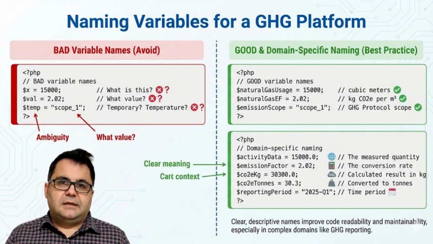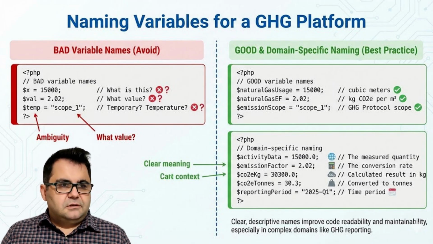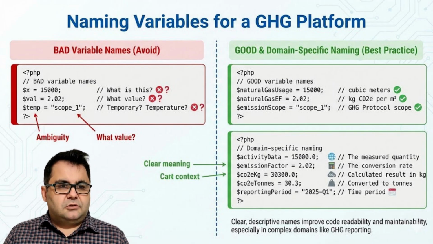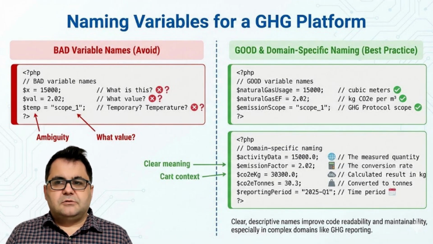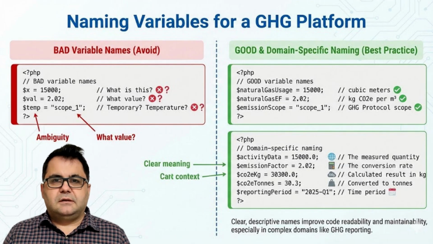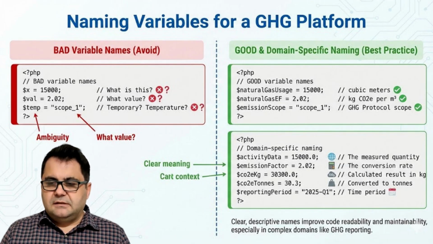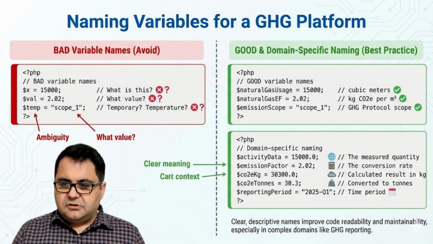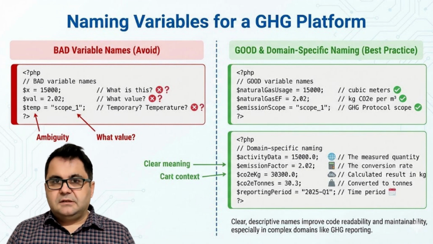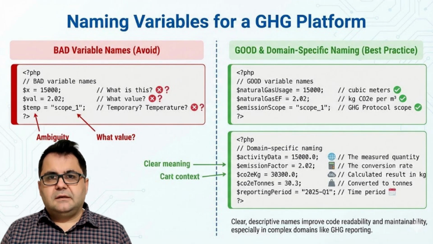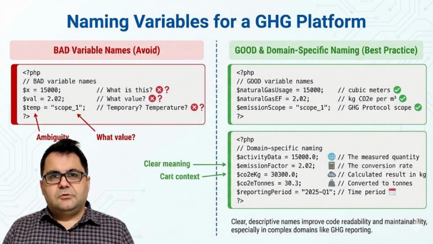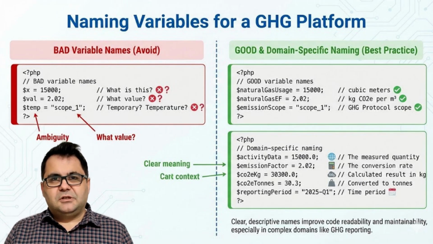Use names that tell you what the data represents and, ideally, the unit. I recommend adding the unit to the name when it matters: $co2e_kilograms versus $co2e_tons. This prevents unit confusion errors. Use camel case consistently, and stick to domain terminology: $activityData, $emissionFactor, $reportingPeriod. These are GHG protocol terms that any carbon accountant would recognize. Good naming is free documentation.